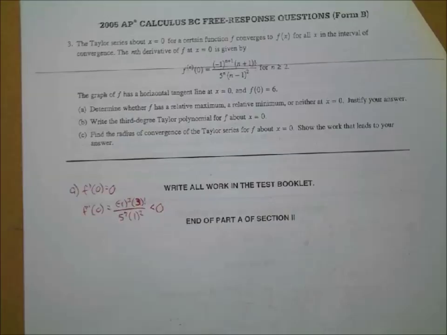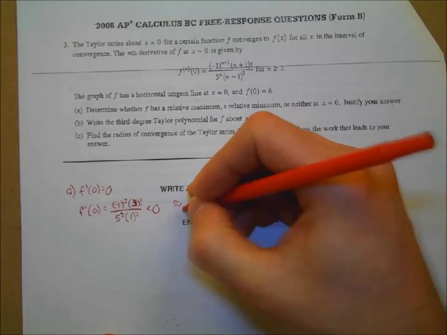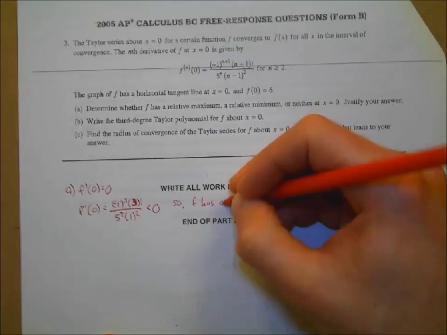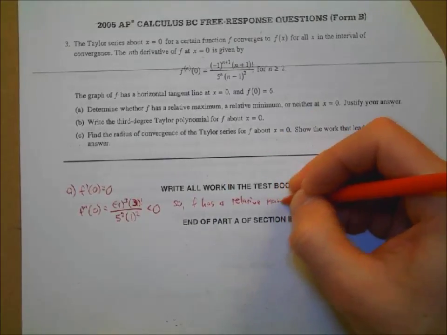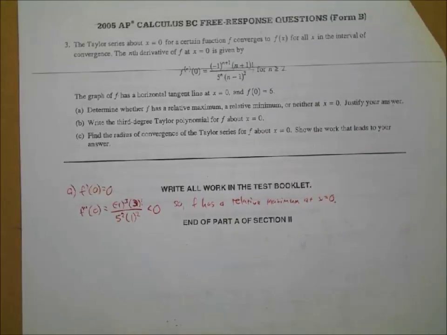So f has a relative what? Maximum. That's all you have to write, really. You don't need to write by the second derivative test or anything like that, because what you have shown here is sufficient for the second derivative test. You don't need to name drop the second derivative test. It's okay to just say first derivative is 0 at 0, second derivative is less than 0 at 0, therefore f has a relative maximum at x equals 0.